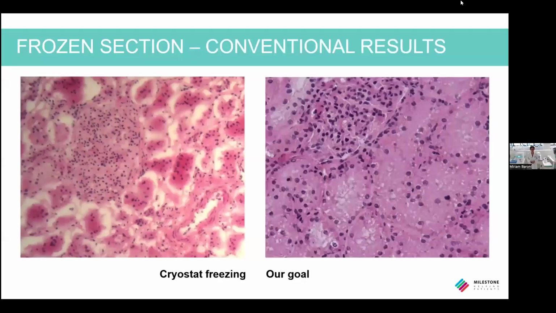Let's look at the image on the left. You can see that the general quality of the frozen section is poor. There are a lot of white areas created by ice crystals. The cells are squashed and the nuclear and cytoplasmic details are not well defined. My goal today is to achieve a quality like in the image on the right, that is similar to a paraffin section.